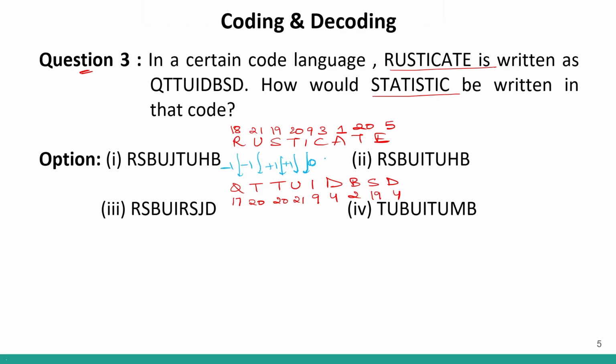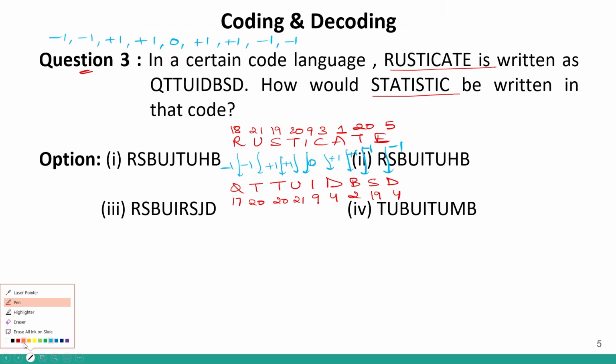This is 0. Then this one is +1, +1, then T to S is -1 and E to D is -1. So now can I find a pattern? Yes, the pattern is -1, -1, +1, +1, 0, then again +1, +1, and then -1, -1. This is the pattern. So I'll follow the same pattern for STATISTIC also, correct?